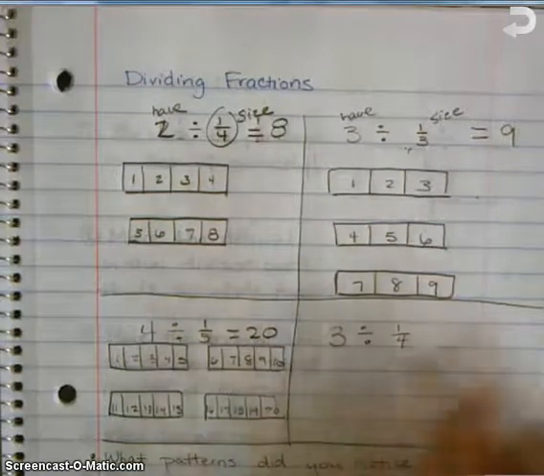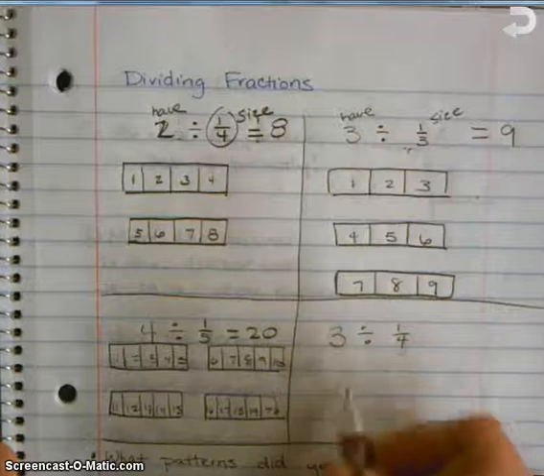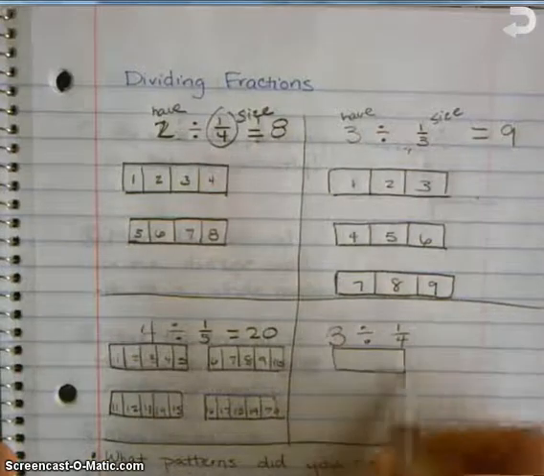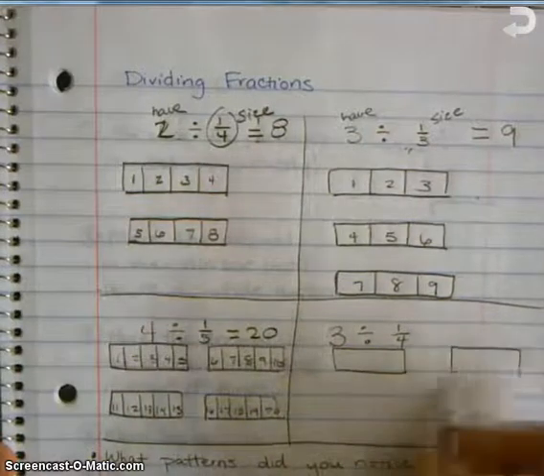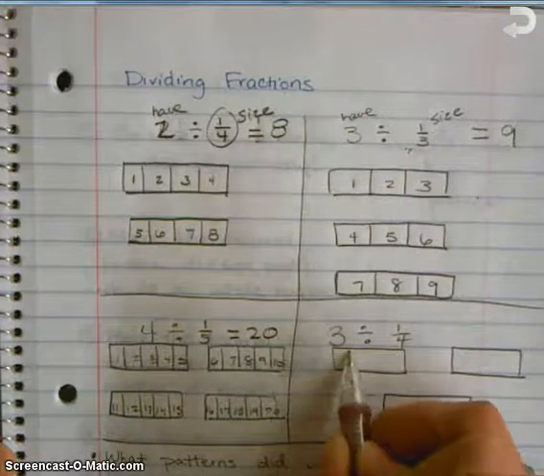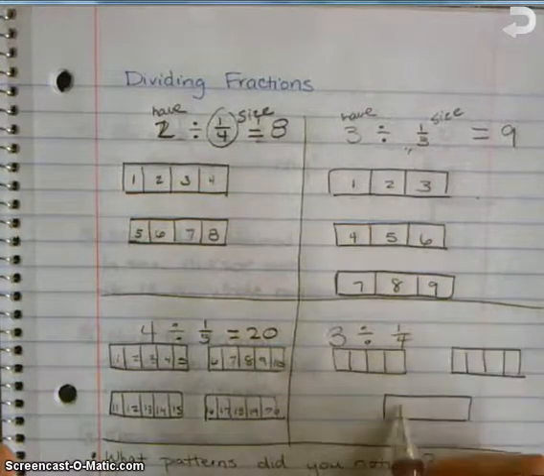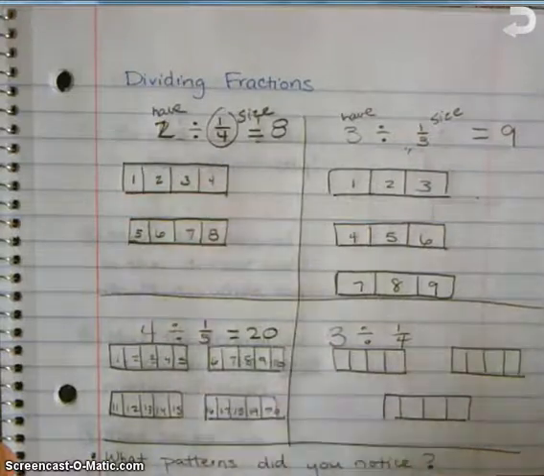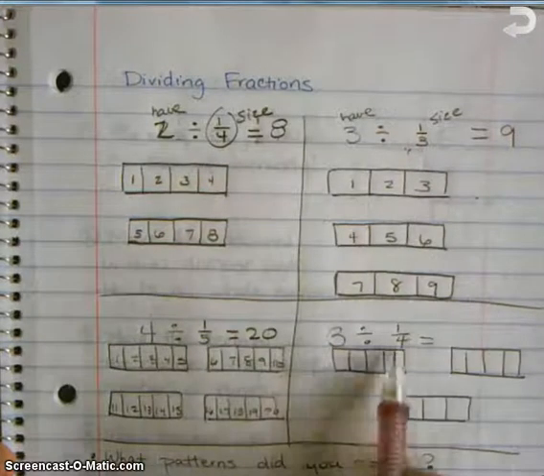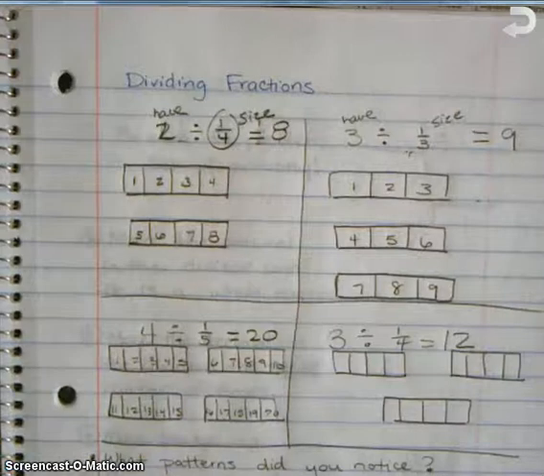Did your pattern continue here? Did your pattern continue? Let's try one more. So I have 3 wholes, and I want to divide it by 1/4. So each of these has to be 1/4. 1, 2, 3, 4, 5, 6, 7, 8, 9, 10, 11, 12. So if I count how many fourths I have, 12. Is your pattern still true?